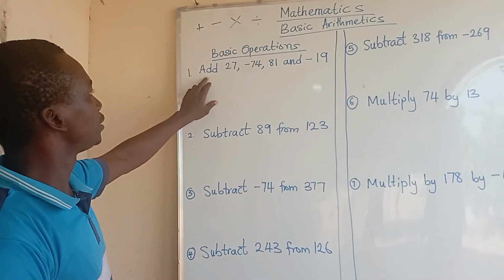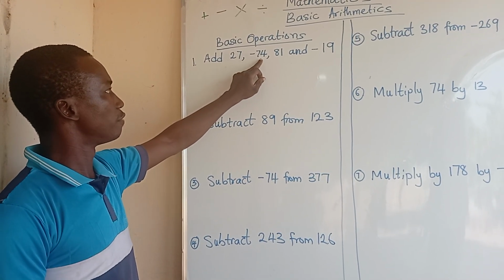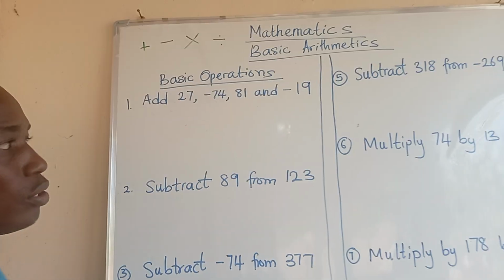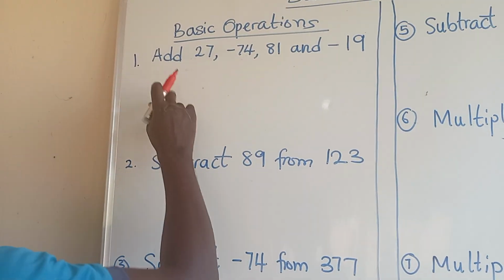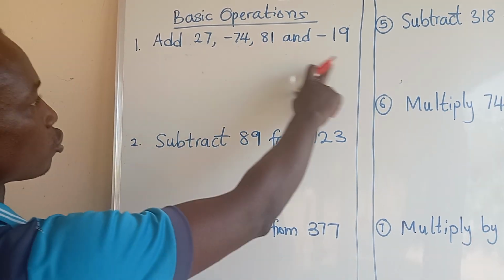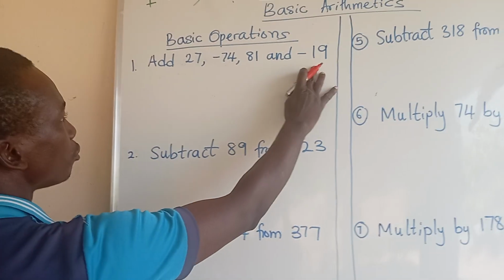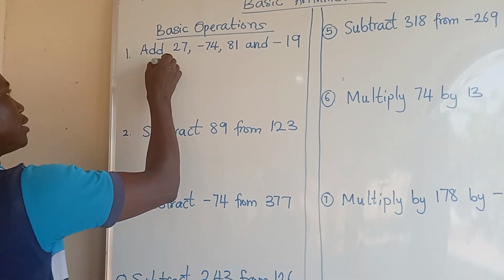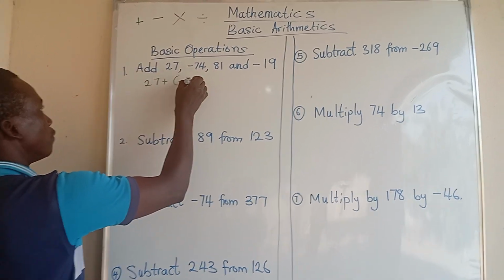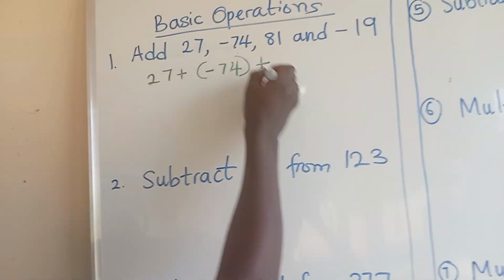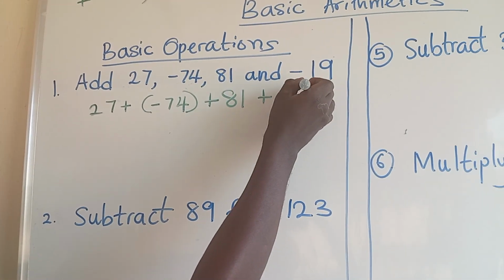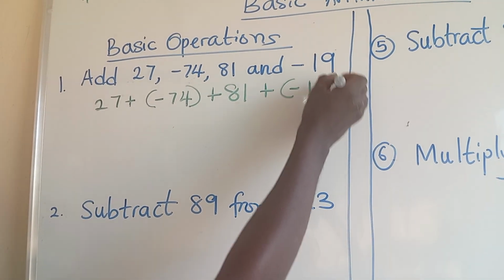Solution number 1: add 27, minus 74, 81 and minus 19. What does it mean? When we say add, addition means to plus. So our first expression is going to be 27 plus minus 74 plus 81 plus minus 19.